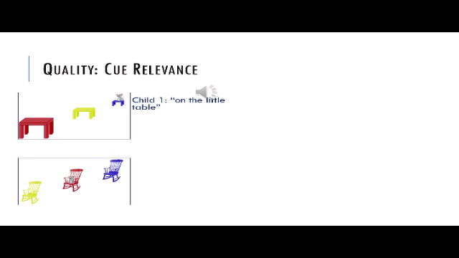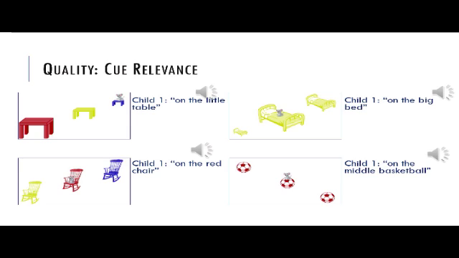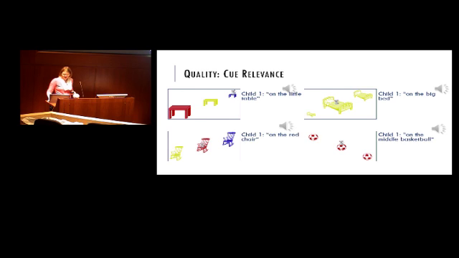So I'm going to give you some examples here from 2 different children and how they described these scenes across the different trial types. This child said, on the little table. On the red chair. On the big bed. And on the middle basketball. We learned that not all children know the difference between a soccer ball and a basketball. So that's an example of one child, the same child across all 4 of those trials.